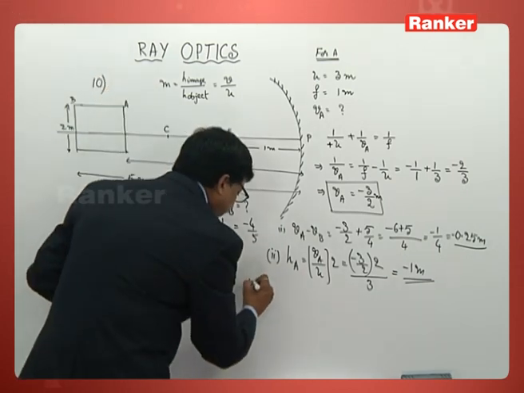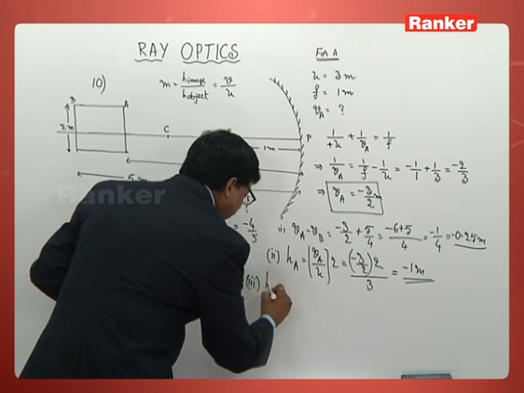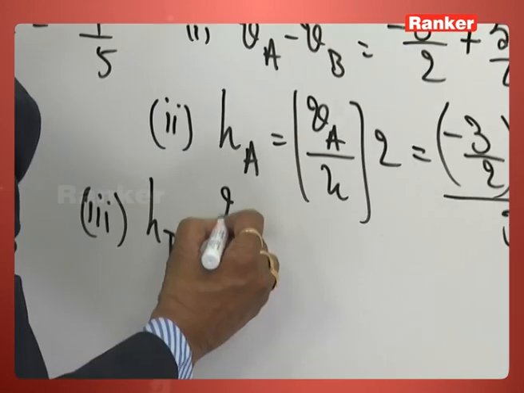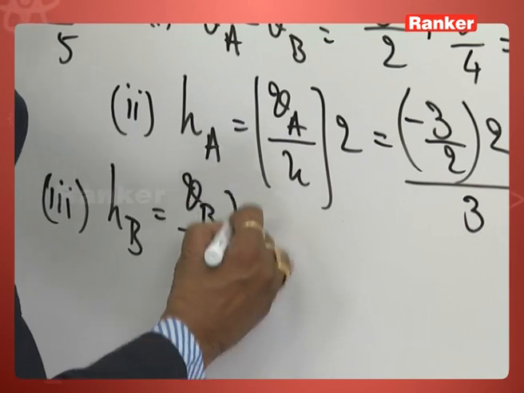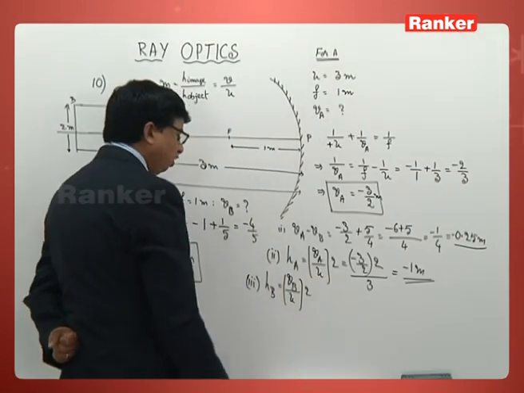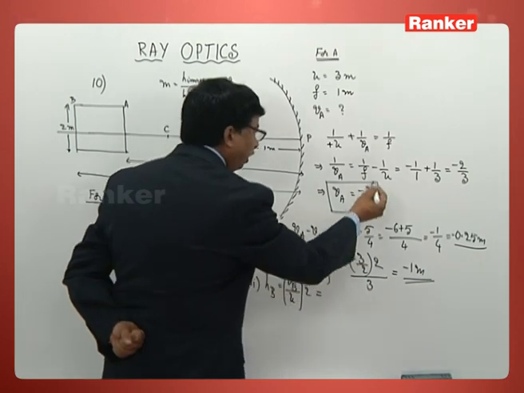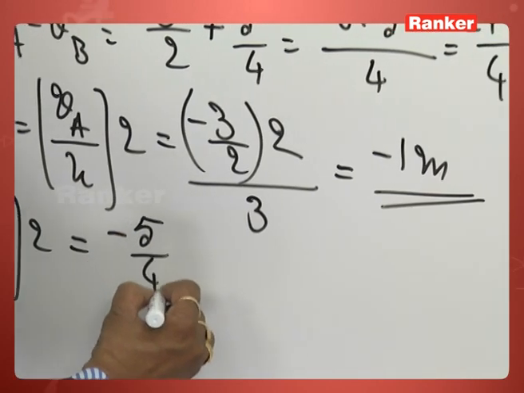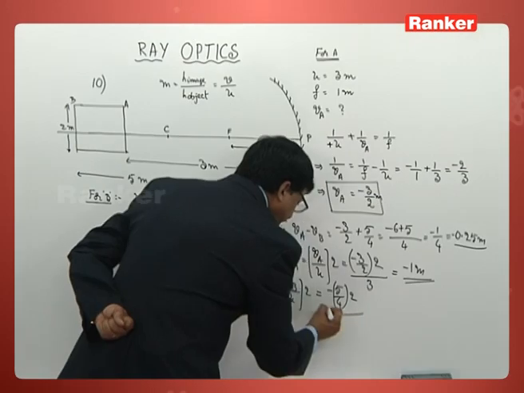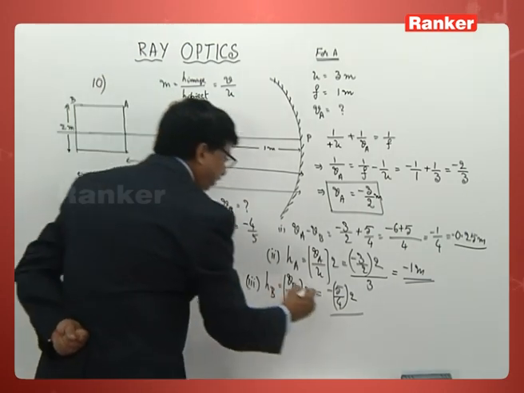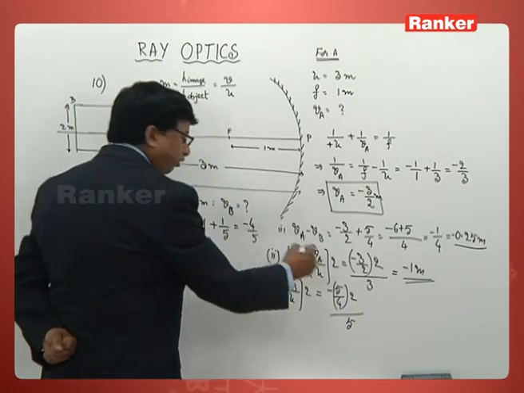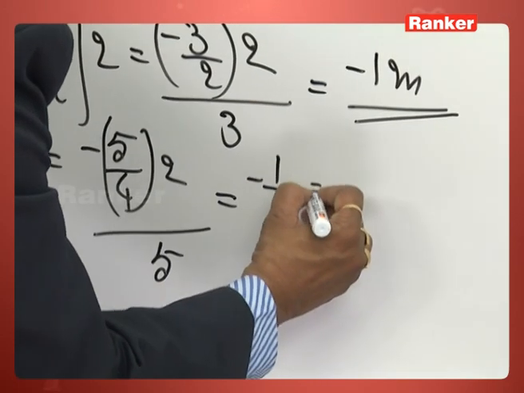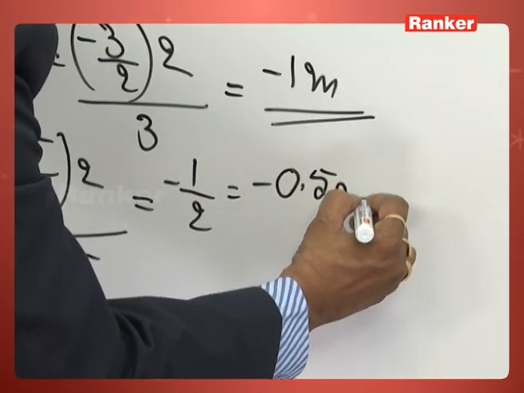The third, a very, very simple concept again. This time, height of B I want. How do we write once again in the same manner? It is VB by U into 2. What is the value of VB we have got? We all know the calculated value is minus 5 by 4, into 2 divided by what is the distance to this B? It is given 5. So 5 cancels, 2 goes in 4 twice, then automatically minus 1 by 2, that is minus 0.5 meter you will be getting.